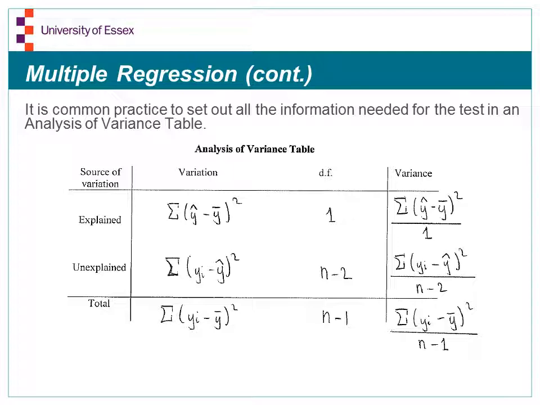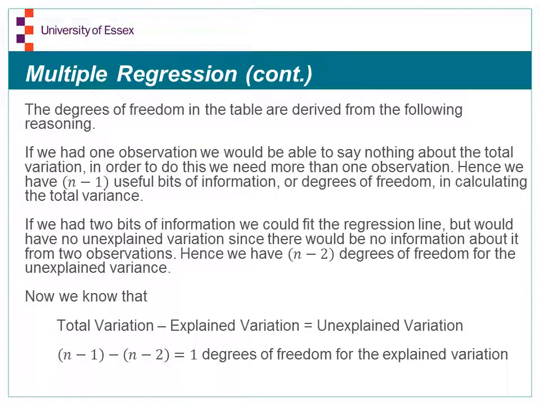So just a quick word of explanation about the degrees of freedom. Our reasoning for the degrees of freedom in the tables is that if we had one observation, we wouldn't be able to say anything about variation at all, because we've just got one observation. So in order to say something about variation, we need more than one observation. So we've got n-1 degrees of freedom in calculating the total variance, and if we had 2 bits of information, we could fit a regression line through them, but we'd have no unexplained variance, since our line would be going through the 2 points. They'd be collinear with each other.